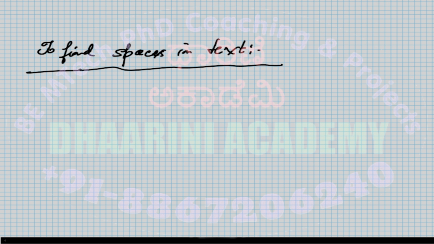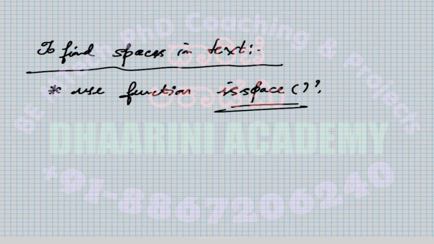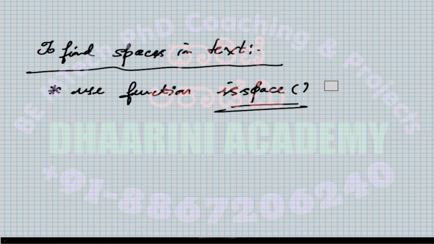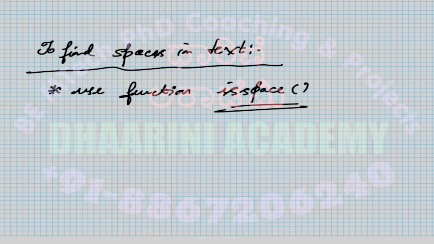So to find the spaces in the text, our option is to use the inbuilt function called isspace. So I'm asking the machine: do you have spaces in this particular text? That's the first option. And if I found some spaces, I can do a replacement.